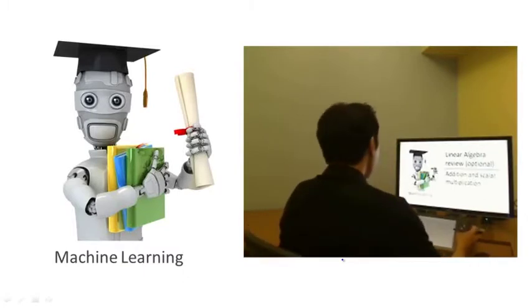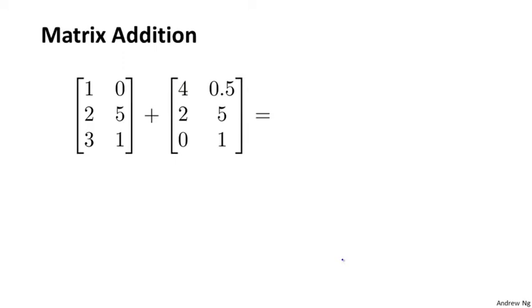Let's start with an example. Given 2 matrices like these, let's say I want to add them together. How do I do that? What does addition of matrices mean? It turns out that if you want to add 2 matrices, you just add up the elements of these matrices one at a time. So the result of adding 2 matrices is going to be itself another matrix. The first element I get just by taking 1 and 4 and adding them together. So I get 5. The second element I get by taking 2 and 2 and adding them. So I get 4. 3 plus 0 is 3, and so on.